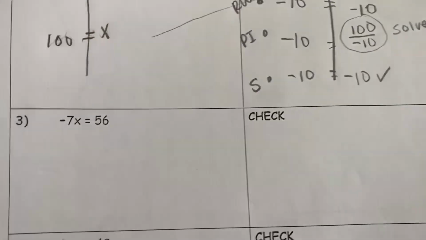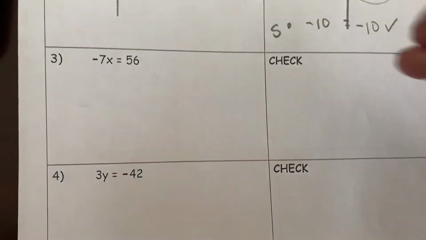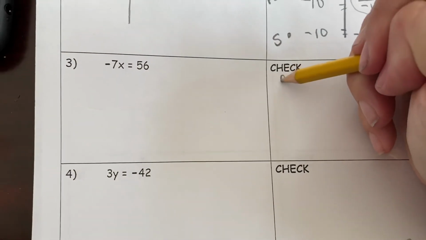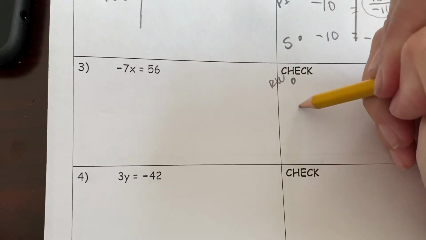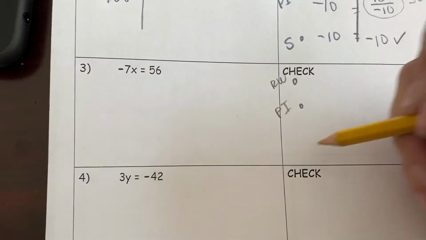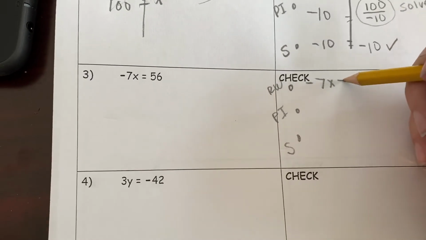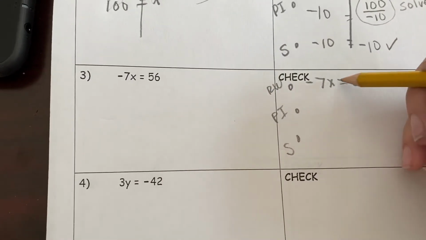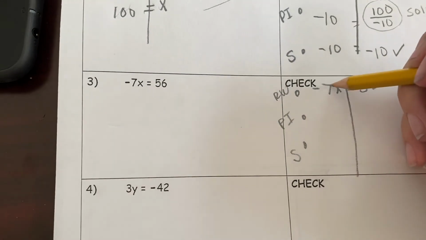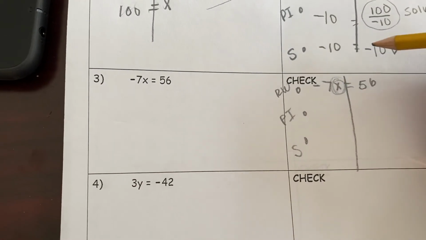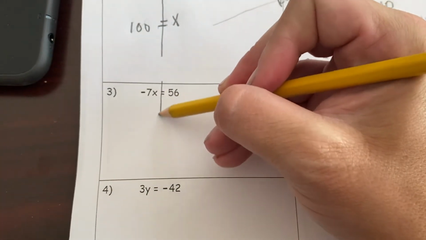Okay, just make sure when we do our check, there's always 3 dots. Rewrite, plug in, solve. You just have to rewrite it. Always draw your wall, and you're plugging in for x. Okay, make sure you're showing each step.